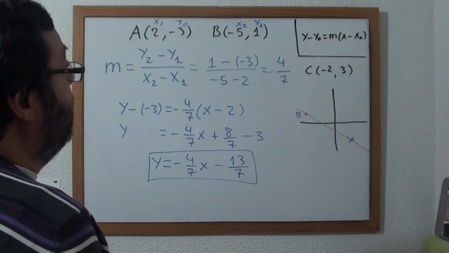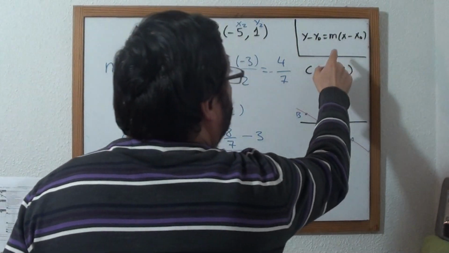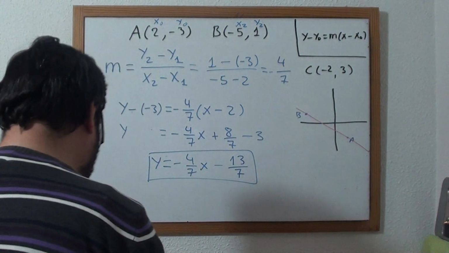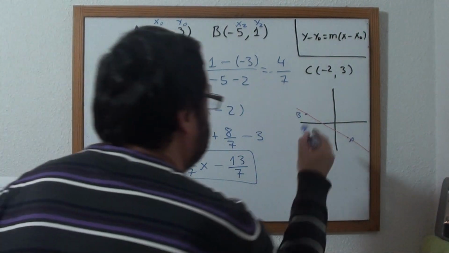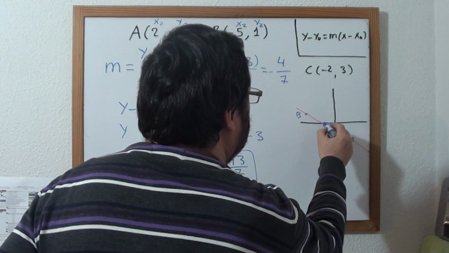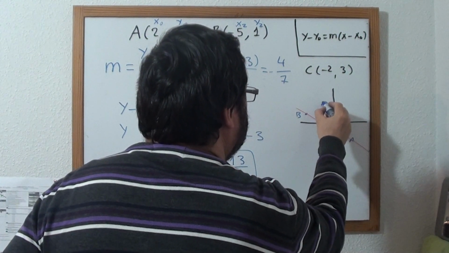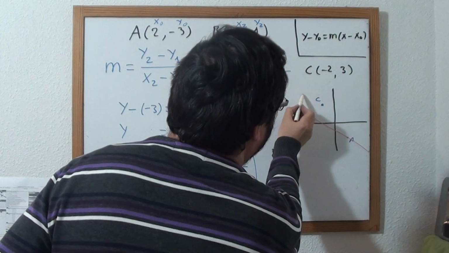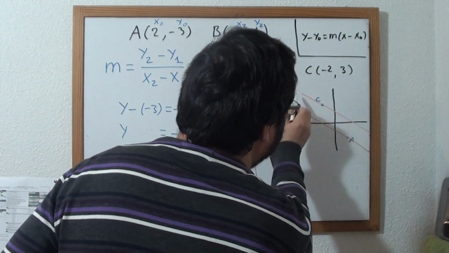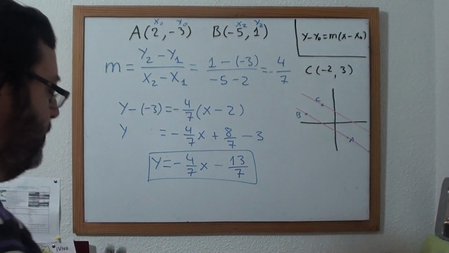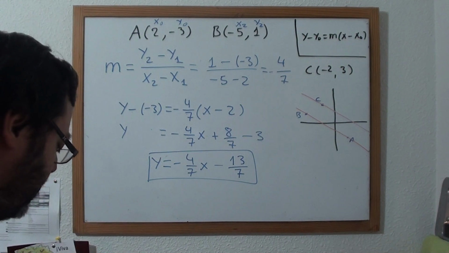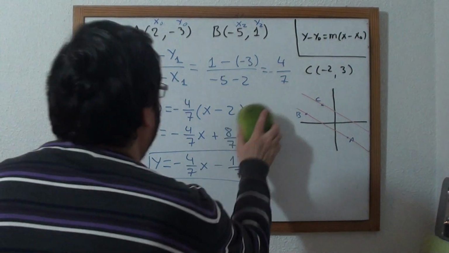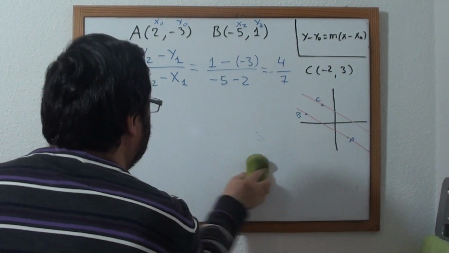But for the point slope formula, the slope is going to be the same because we want a parallel line. We want this (-2, 3). This point C might be here, and we want the equation of the line going through C and parallel to the first line. So if they are parallel, the slope is going to be the same. So we apply the formula with the same slope.